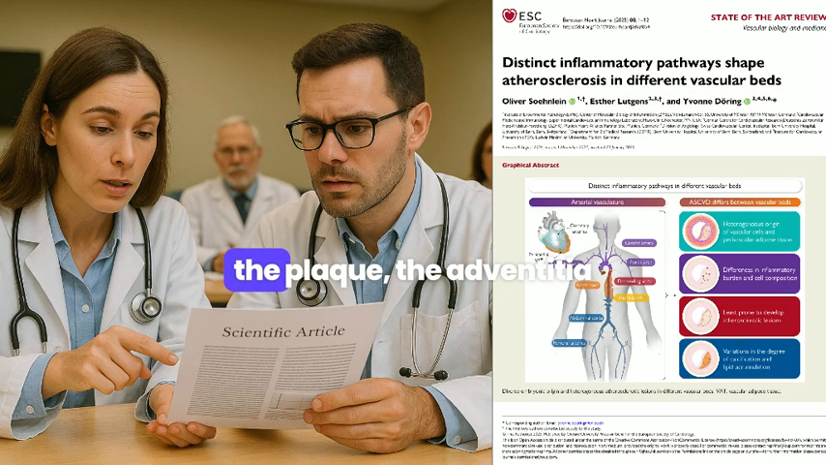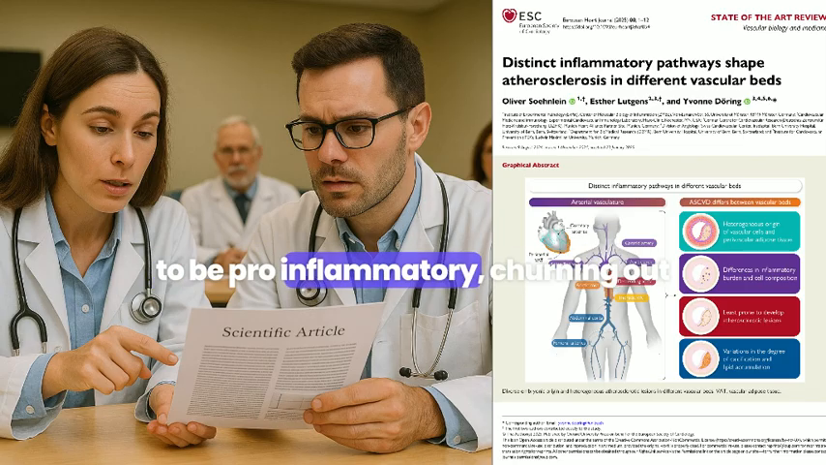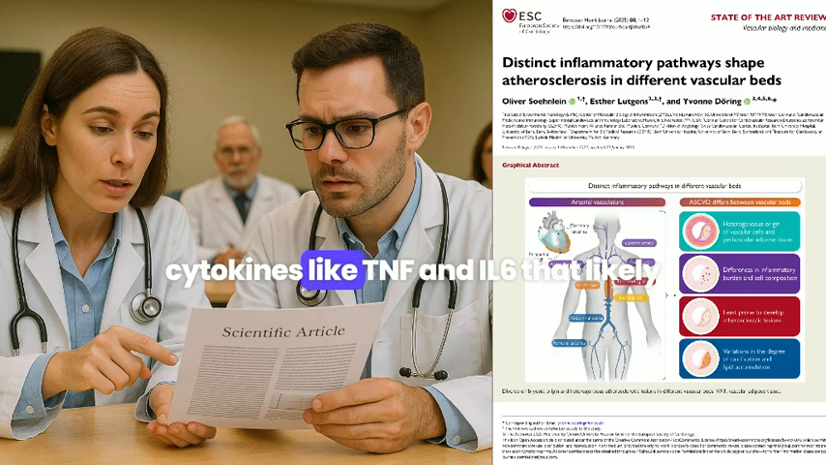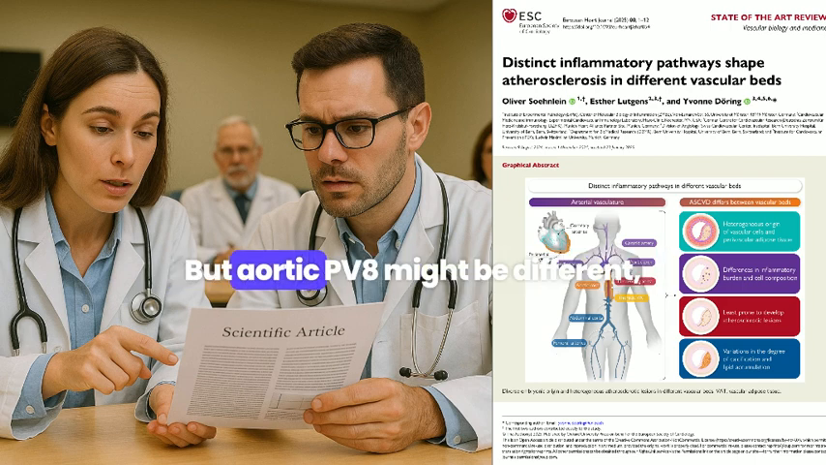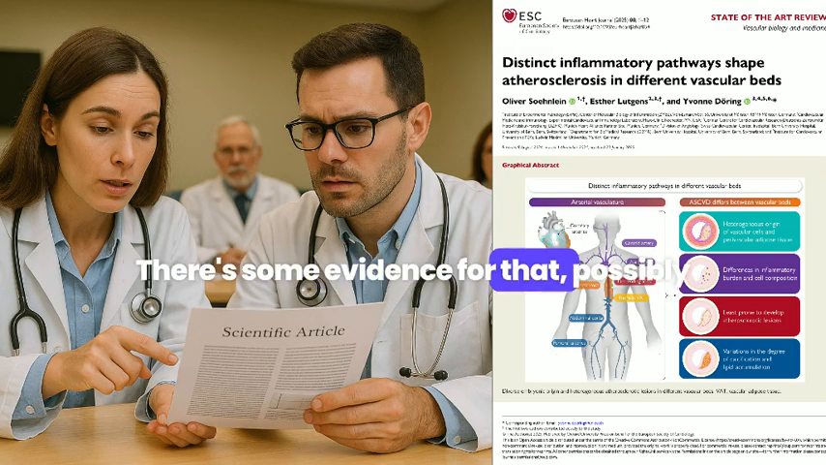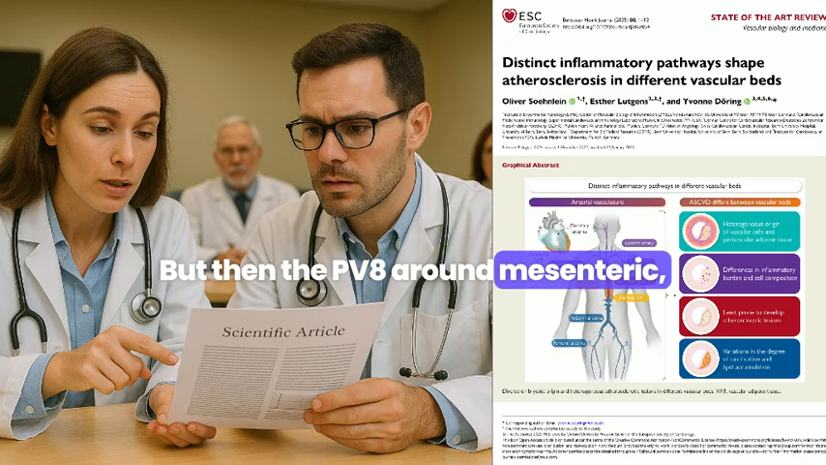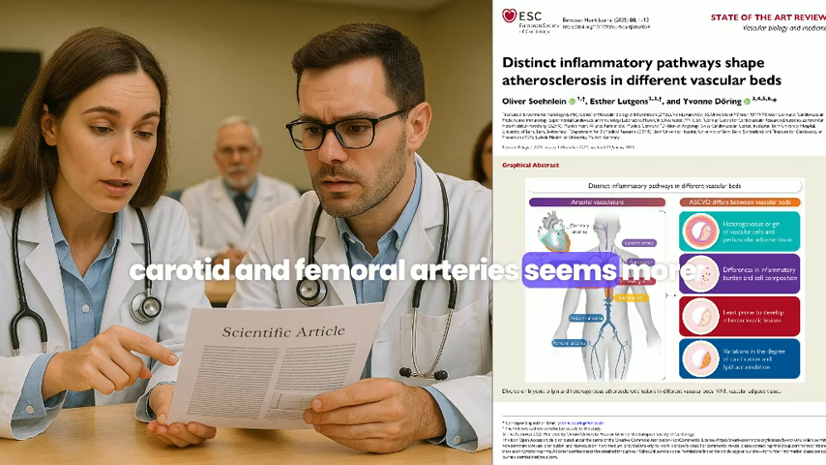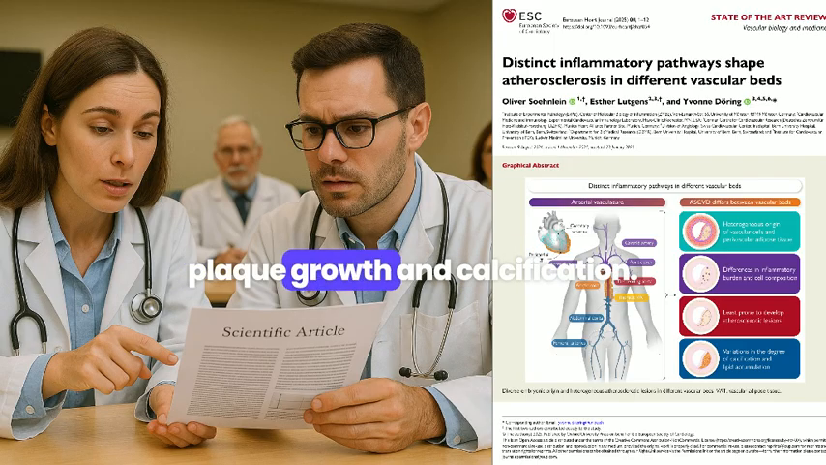What about the layers outside the plaque, the adventitia and the fat around the vessels, the PVAT? Regional differences there, too. Coronary PVAT, for instance, tends to be pro-inflammatory, churning out cytokines like TNF and IL-6 that likely promote coronary atherosclerosis. But aortic PVAT might be different, maybe even protective. There's some evidence for that, possibly involving brown fat characteristics and anti-inflammatory signals like IL-10. But then the PVAT around mesenteric, carotid, and femoral arteries seems more like white fat, producing pro-inflammatory factors that could drive local plaque growth and calcification.